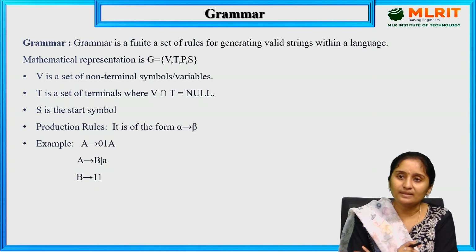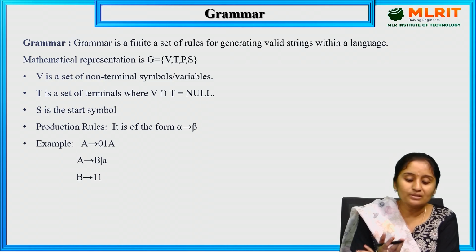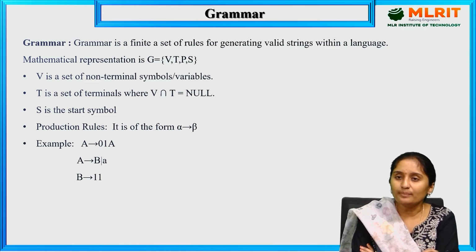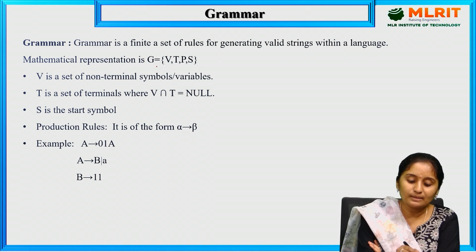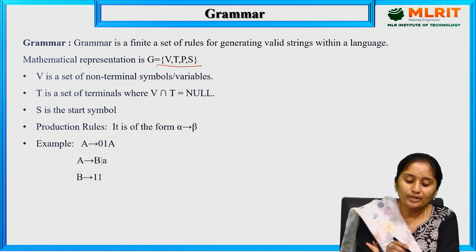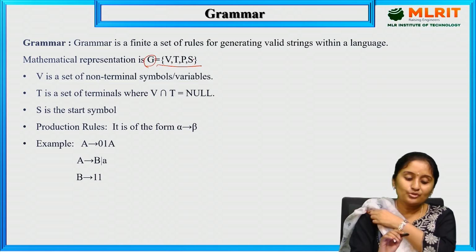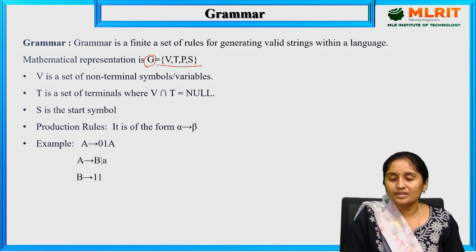So grammar is nothing but a finite set of rules. By applying some set of rules, we generate valid strings, or a set of strings within a language. Then we call it a grammar. Mathematically, a grammar is represented by G = (V, T, P, S). So this is the mathematical representation of a grammar.